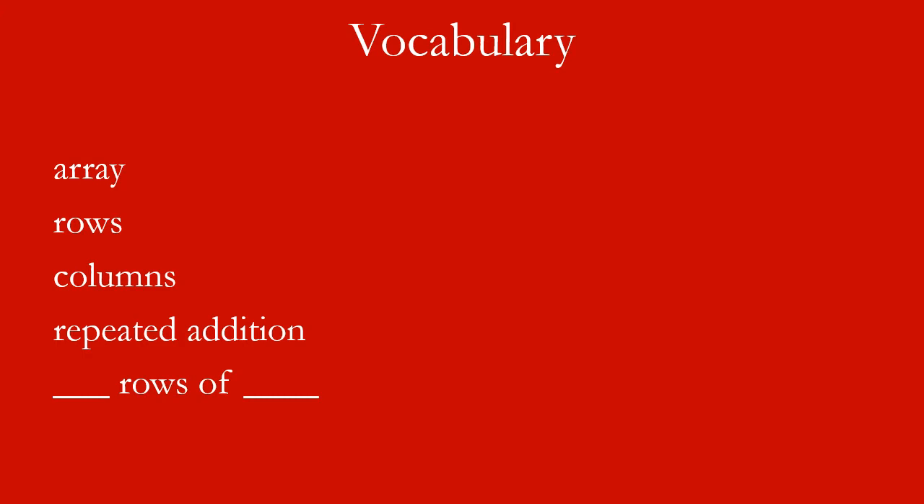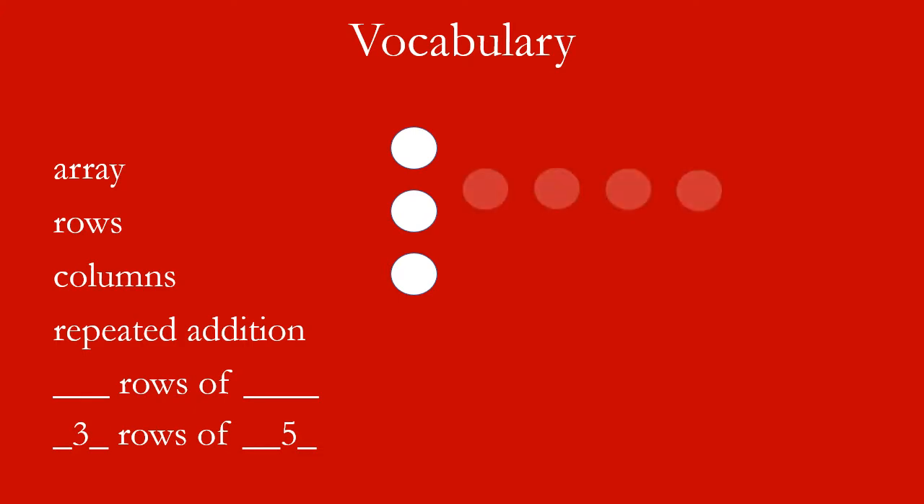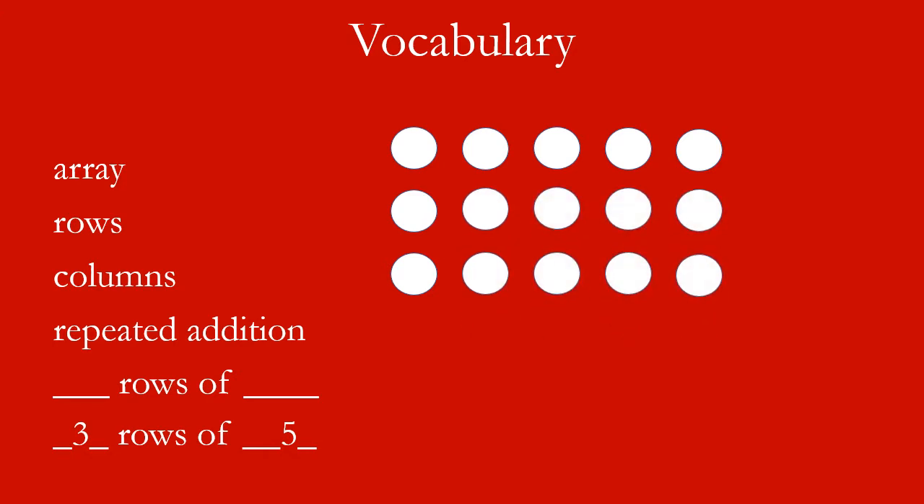So some of the vocabulary, of course: we have the word array, we have rows, columns, repeated addition, and blank rows of blank. So, for example, if we have three rows of five. We set up our three dots. Even though it looks like a column, we're actually setting up three rows. And then we're putting five in each one. So there's one row of five, there's two rows of five, and there's three rows of five. There are three rows and there are five items in each row.